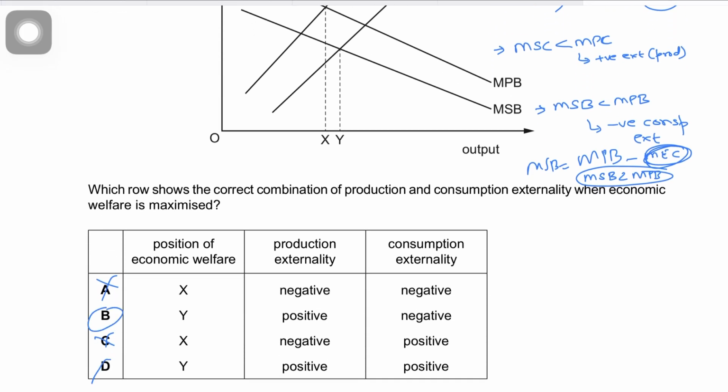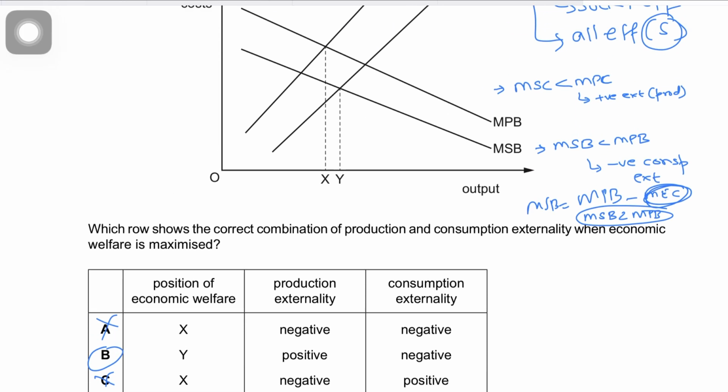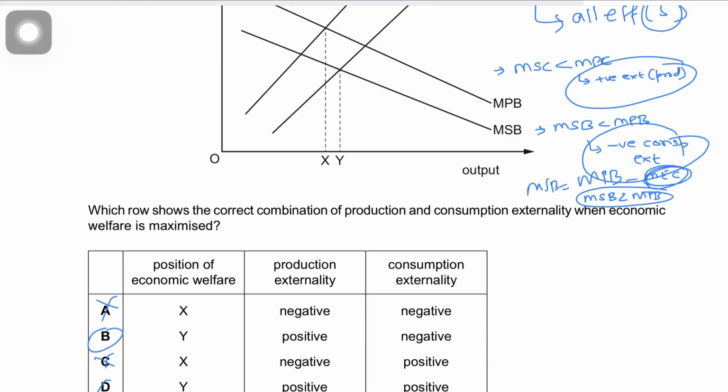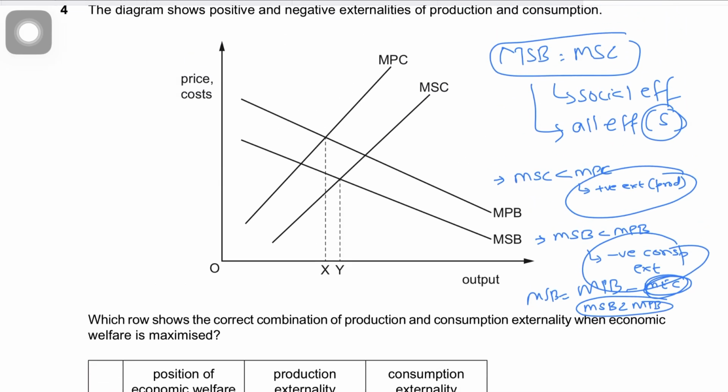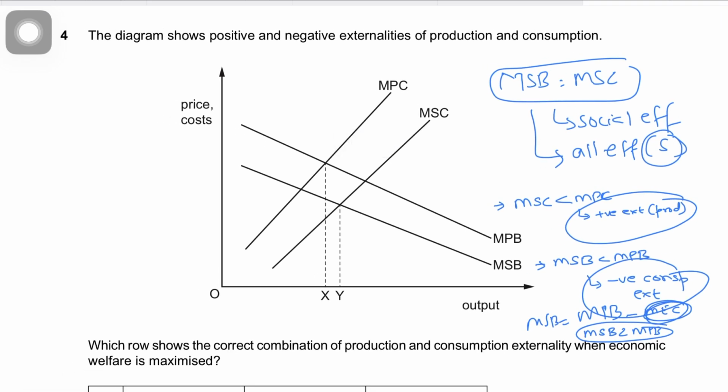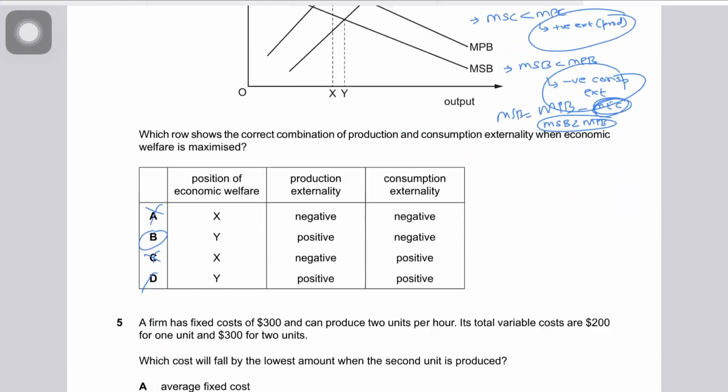B is correct, D is wrong, because the production externality is positive while the consumption externality for this question is negative. And the position of economic welfare being maximized is point Y. Pretty simple. They're just testing economic theory in different ways, so remember that they will test you in tabular forms, graphical forms and numerical forms, right? Got it? Question number 5.